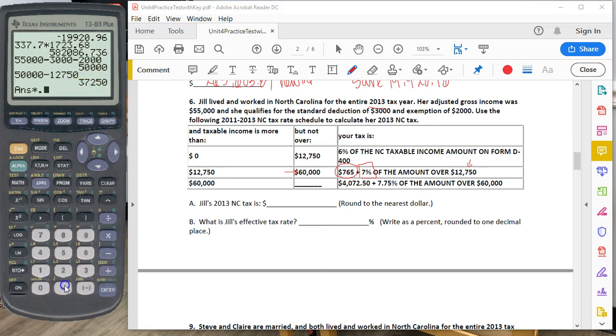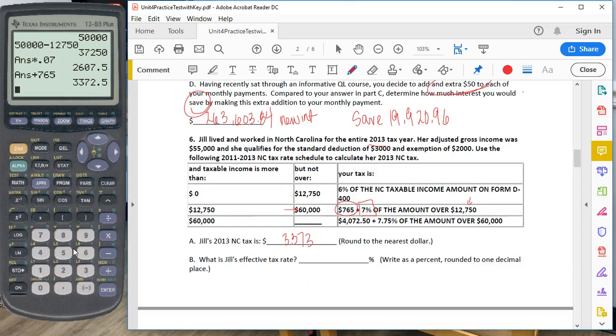She needs to pay 7% of that, but she also has to pay that extra $765. So she needs to pay, to the nearest whole dollar, $3,373. Her effective tax rate, $3,373 divided by her taxable income, is going to be about 6.7%.